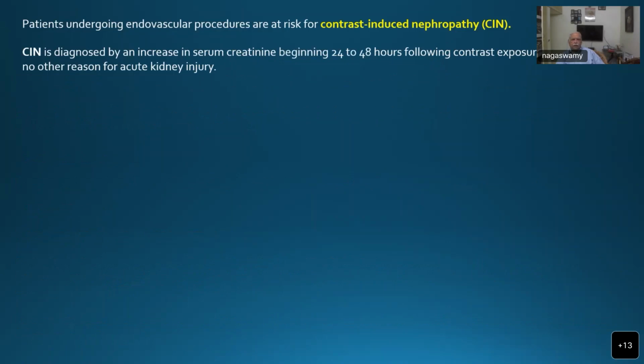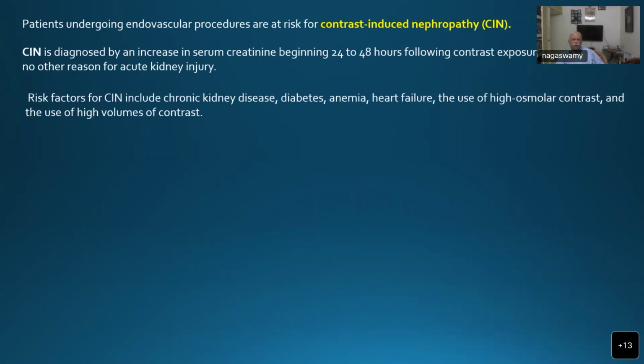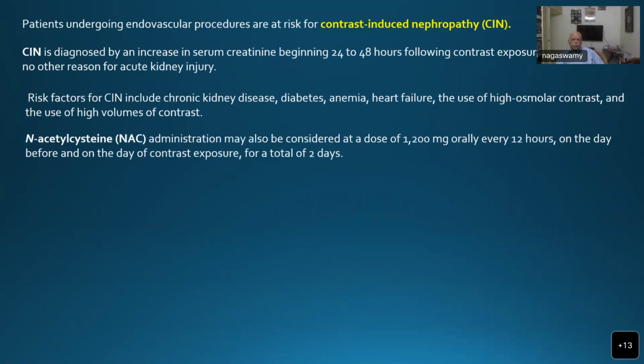So CIN is diagnosed by an increase in serum creatinine beginning 24 to 48 hours following contrast exposure, in a patient with no other reason for acute kidney injury. So there should not be any previous problem. And risk factors for contrast-induced nephropathy include chronic kidney disease, diabetes, anemia, heart failure, use of high osmolar contrast, and high volumes of contrast also. Pre-treatment with N-acetylcysteine may be considered at a dose of 1200 milligram orally every 12 hours on the day before and on the day of contrast, which may help in reducing this.